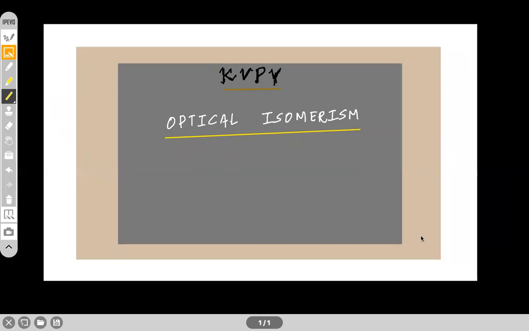Yes, so we were discussing optical isomerism, right? In the last Q&A session, we discussed optical isomerism, and we understood that it is the property of a molecule towards plane polarized light, correct? If the plane polarized light rotates in any direction, the molecule is said to be optically active. If there is no rotation, it is optically inactive. Correct? That is what we have discussed.